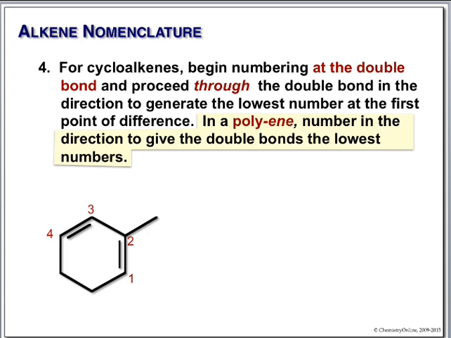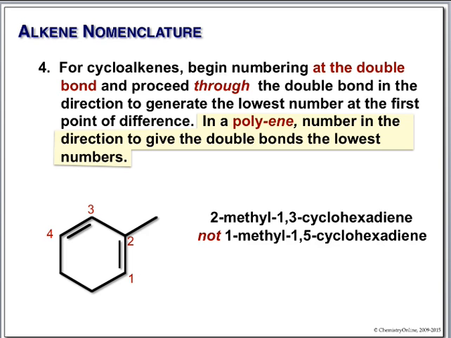All right, once you've decided that, it's fairly simple. This is going to be a cyclohexadiene with a methyl group on carbon 2. Again, our other way, letting this be carbon 1, would give us 1-methyl, 1,5, and 1,5 is bad.